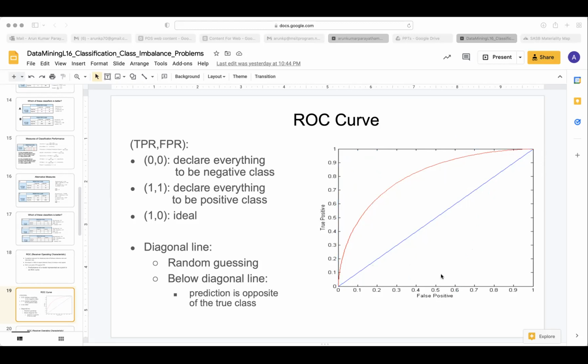So how to draw these curves, that we'll see. But before that, we may see some more examples of this.